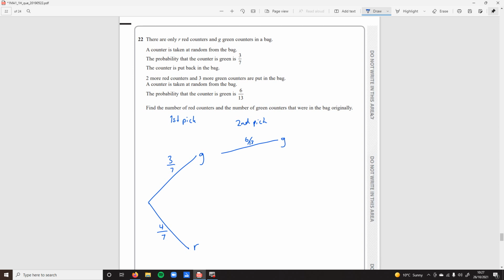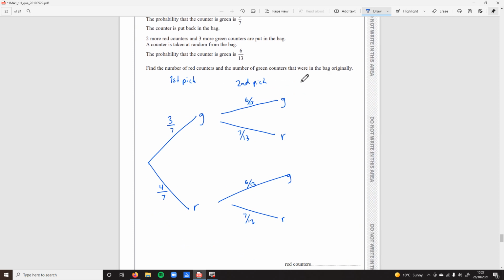Probability that the counter is green, 6/13, that is green. And 7/13, that is red. 6/13 green. 7/13 red. Find the number of red counters and the number of green counters that are in the bag originally.